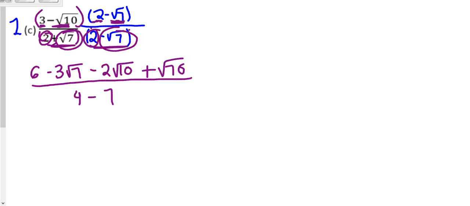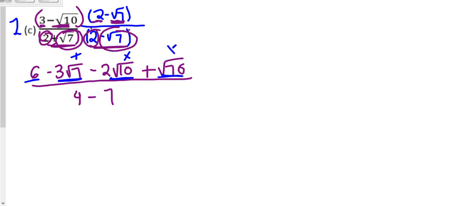From here, I just need to make sure that everything is simplified. 6 has no other whole numbers to combine with. I don't have another square root of 7, square root of 10, or square root of 70. Square root of 7 cannot be multiplied. Square root of 10 cannot be simplified. Square root of 7 cannot be simplified. Square root of 10 cannot be simplified.